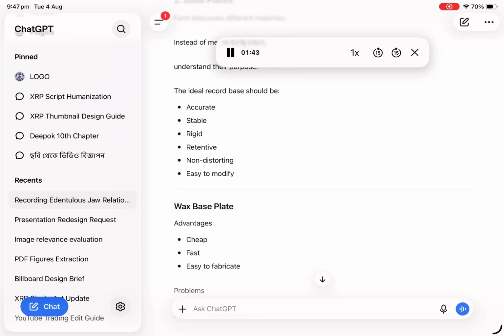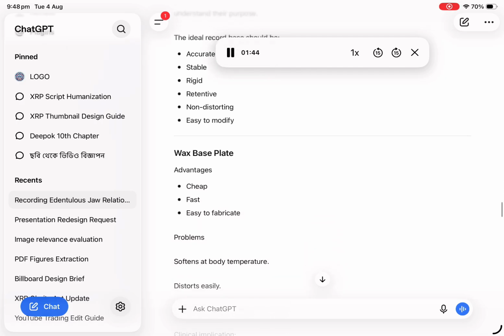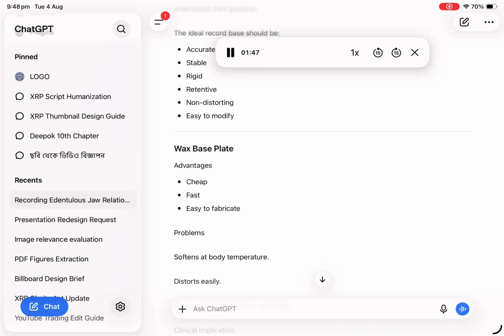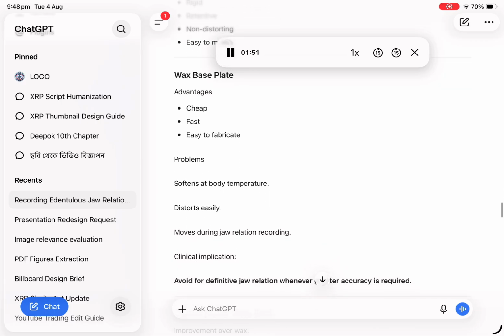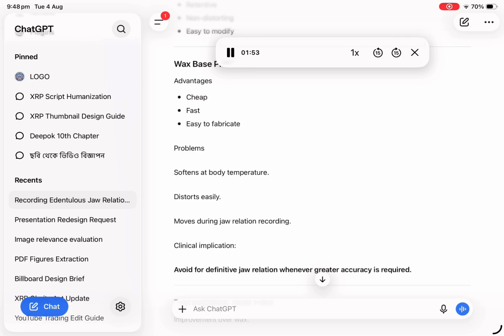Wax base plate advantages: cheap, fast, easy to fabricate. Problems: softens at body temperature, distorts easily, moves during jaw relation recording. Clinical implication: avoid for definitive jaw relation whenever greater accuracy is required.